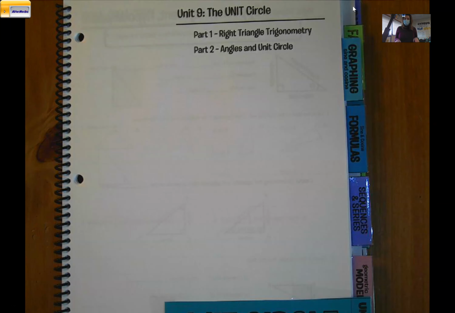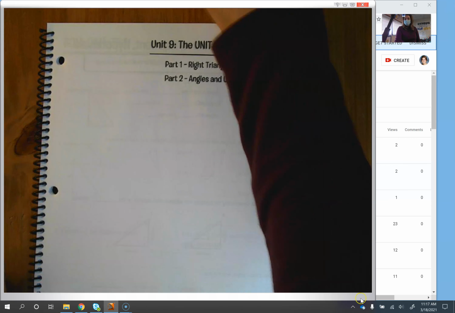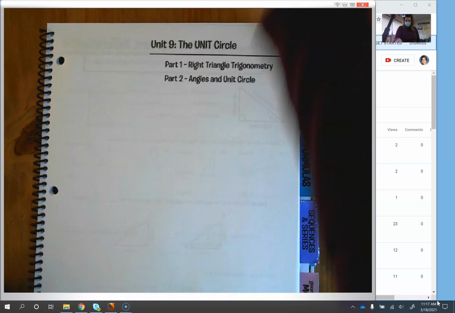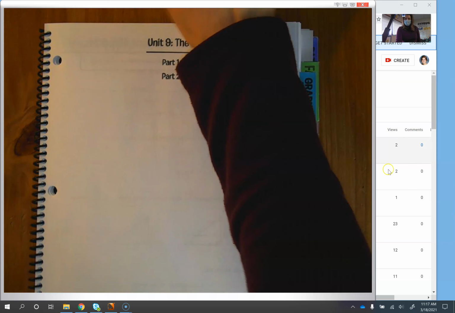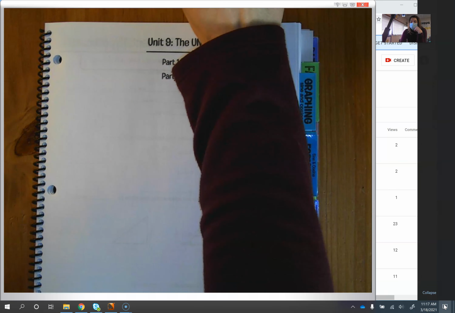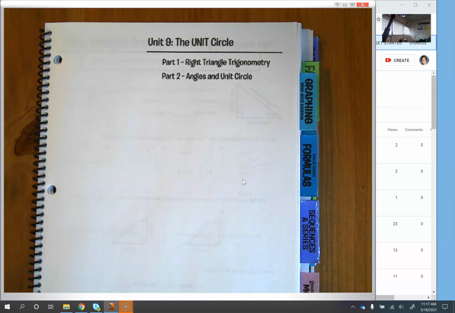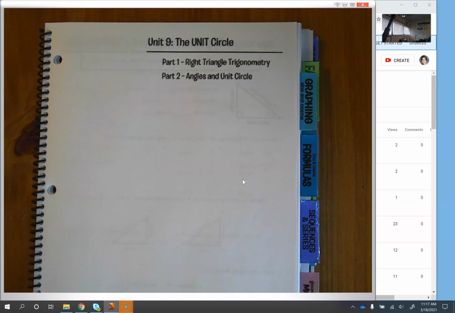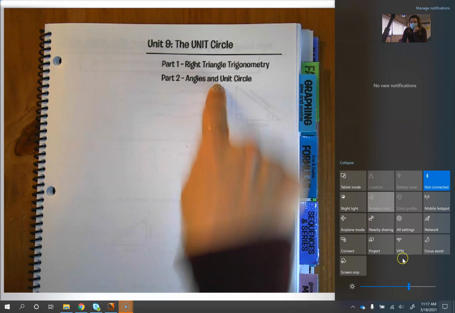So we're starting our new unit on right triangle trig. We're on page 105, and if you go to that page, you can see that there are two different sections to this unit. The first part is right triangle trig, and the second part is this thing called the unit circle.